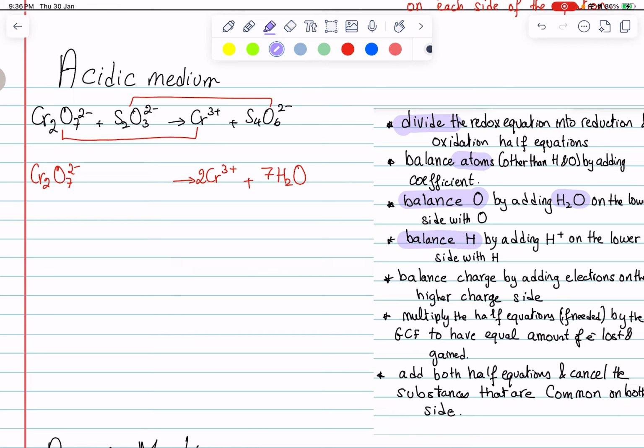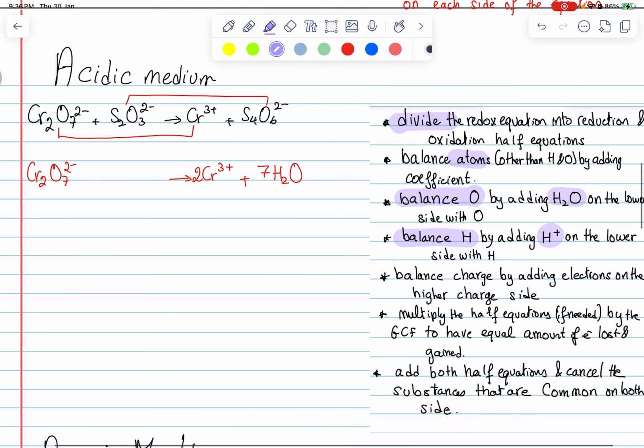Next, balance H by adding H plus on the lower side with H. So let's count again. I have 14, 7 times 2, 14 hydrogen atoms versus nothing on this side. So over here, I am going to add 14 H plus because I balanced the H by adding H pluses.